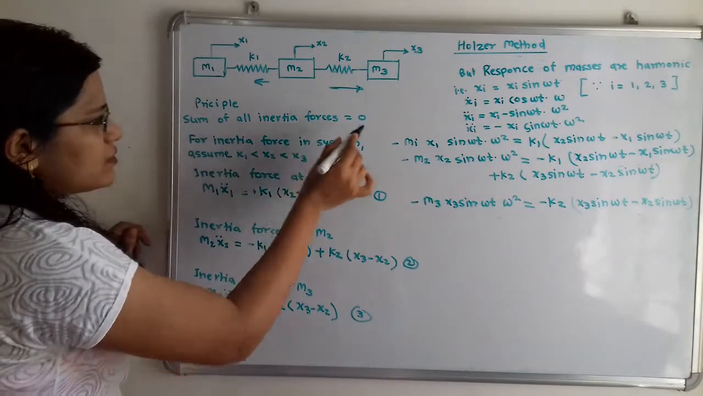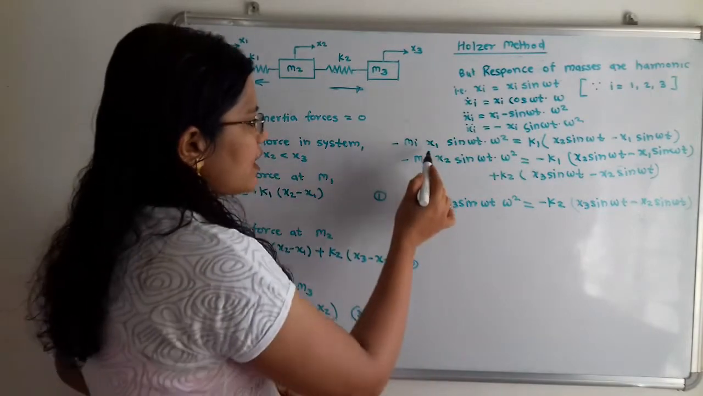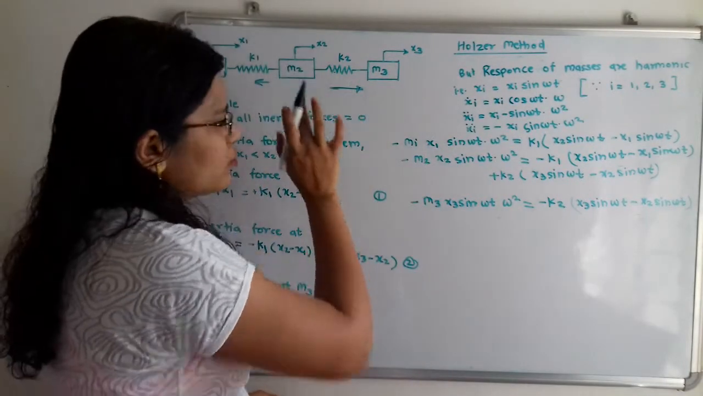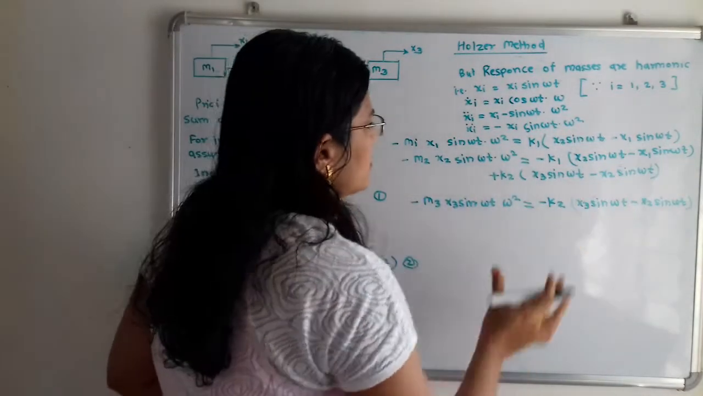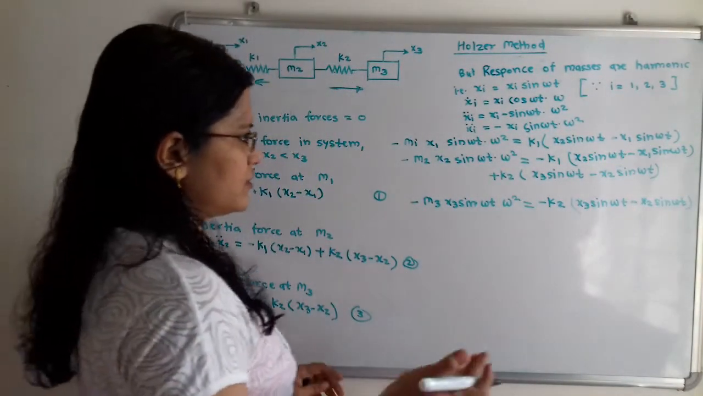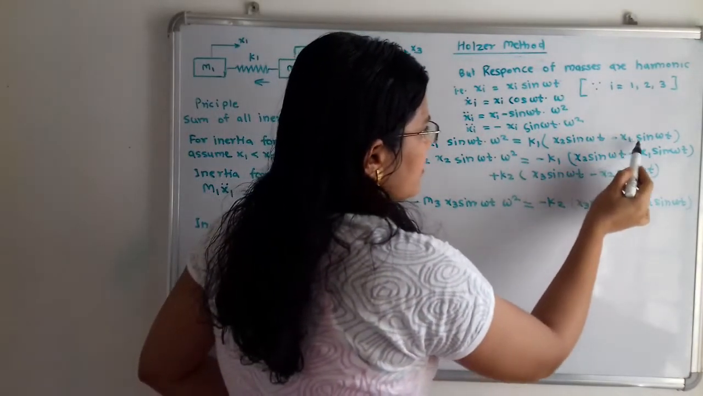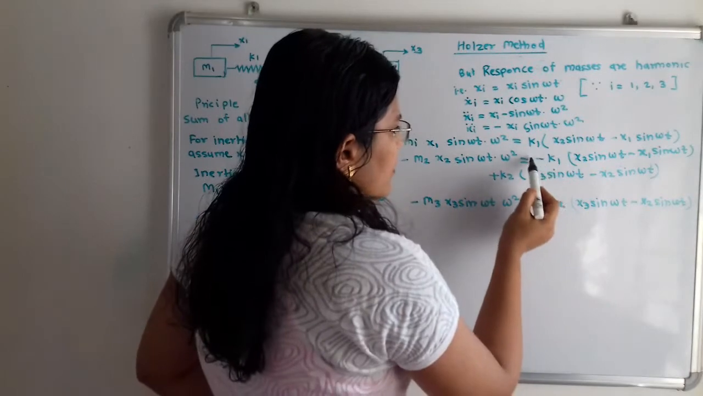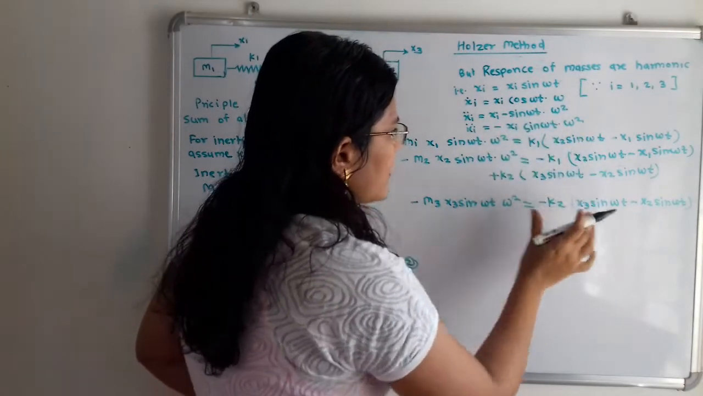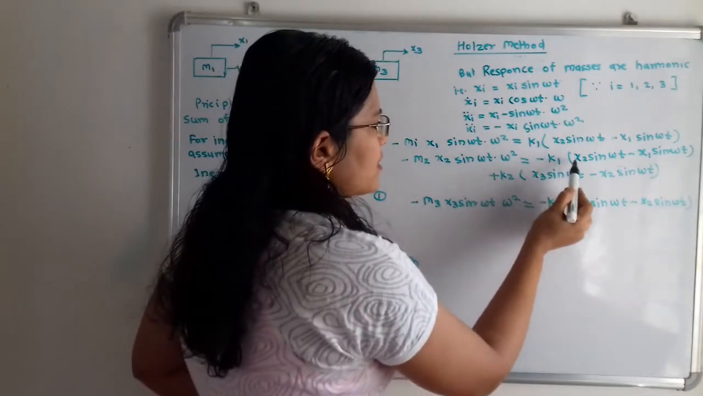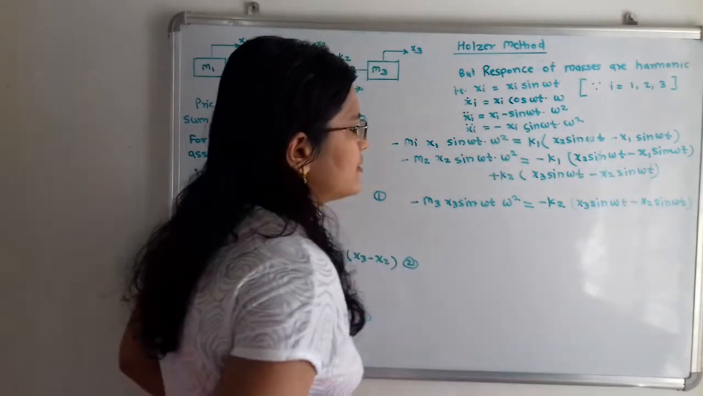Now we have to prove that the sum of all inertia forces is equal to 0. If we observe on the left hand side, these are the inertia forces related to this system. So if we take the summation for all these inertia forces, what will be the equation? Here is k1 times x2 sin omega t minus x1 sin omega t, and if we add these three equations on the right hand side, then here is minus k1 times x2 sin omega t minus x1 sin omega t. That means these two get cancelled.